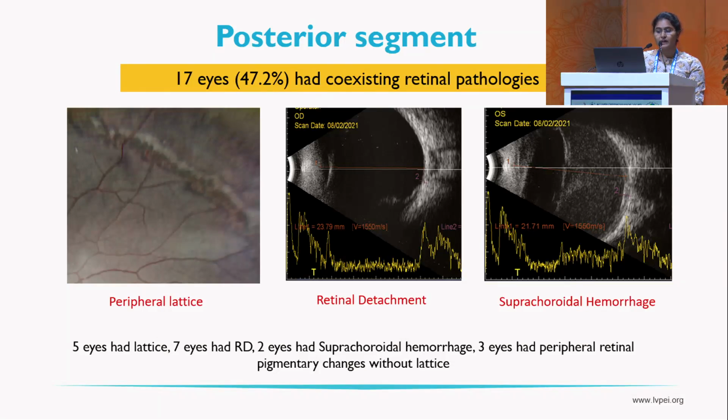Of the 4 eyes which underwent pars plana lensectomy and vitrectomy elsewhere, 1 eye developed retinal detachment. And out of the 2 eyes which underwent combined trabeculotomy and trabeculectomy elsewhere, 1 eye developed suprachoroidal hemorrhage and the other eye developed retinal detachment. So it is important to treat these peripheral retinal degenerations while doing lensectomy and vitrectomy to prevent retinal detachment.